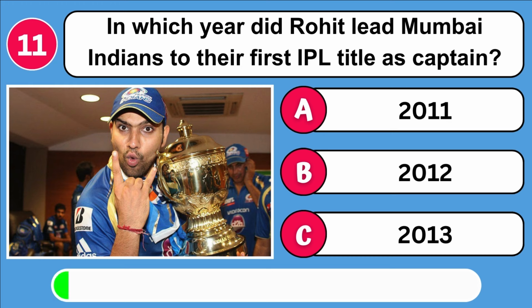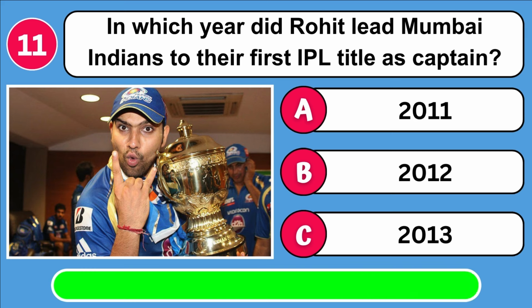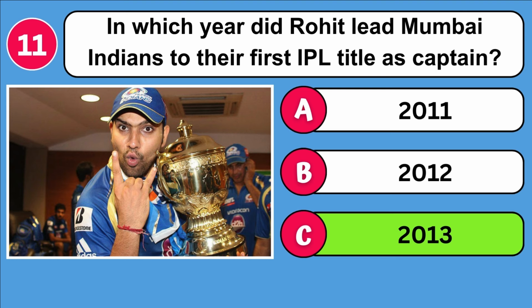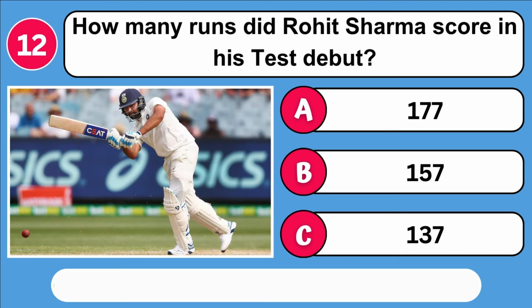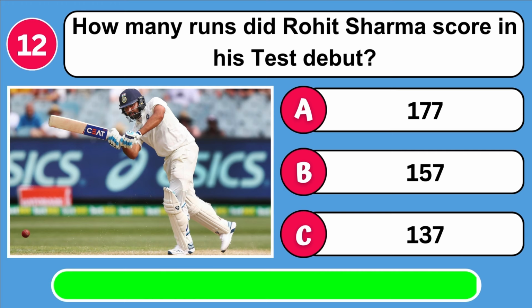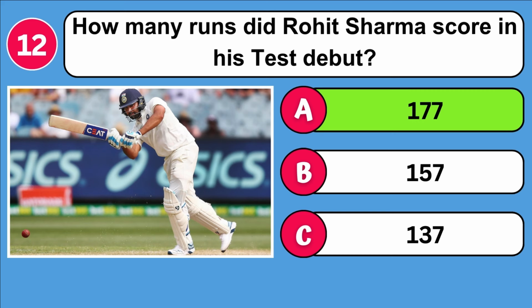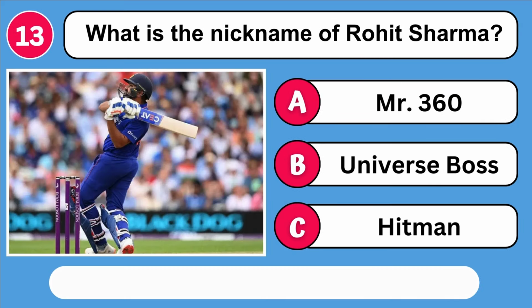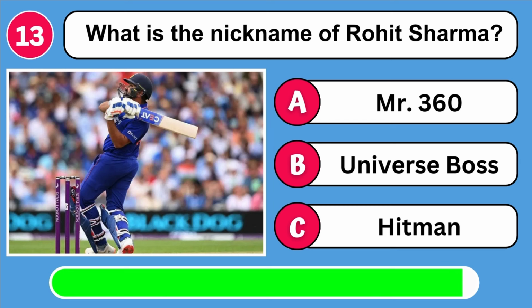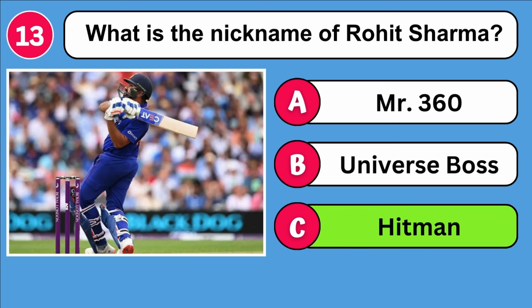In which year did Rohit lead Mumbai Indians to their first title as a captain? 2013. How many runs did Rohit Sharma score in his test debut? 177 runs. What is the nickname of Rohit Sharma? Hitman.